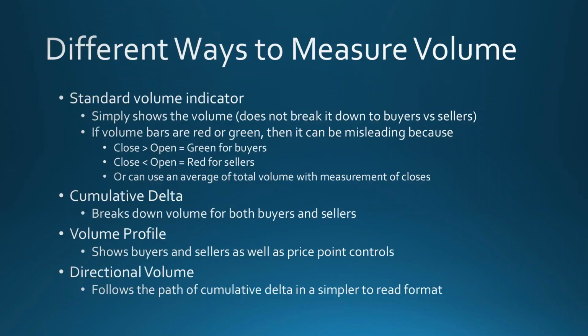There's also what is called volume profiling. That also shows the buyers and sellers on top of the price bar, and you can actually see the total volume per bar and whether it was more buying or more selling. Also shows what is considered the price point control. In other words, at what point did buyers take control or sellers take control? And I developed the directional volume indicator because it follows the path of the cumulative delta in what I believe might be a simpler to read format, okay? And we're going to look at all of these this morning.